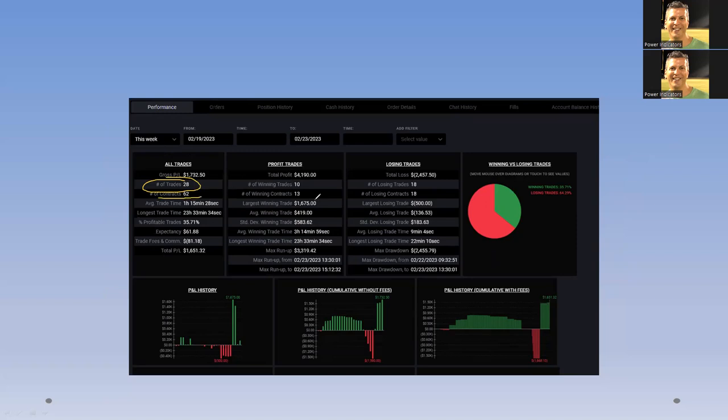What's your win ratio? Well, this one is interesting because I'm making $1,700 and look at my shitty win ratio, do you see it? It means that I am winning one out of three trades. I have one winner, three losers. Do you guys see that? Yes or no? Yeah, it's not great, but I'm still finishing the week at $1,732.